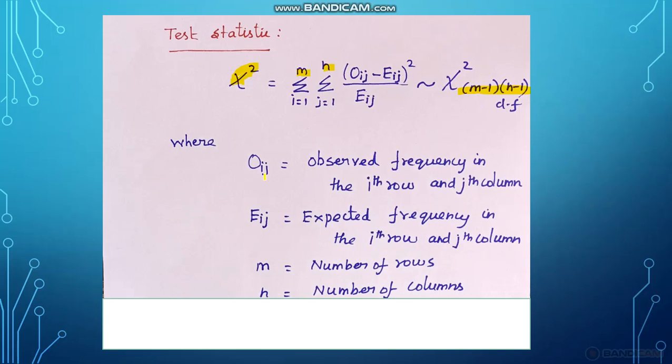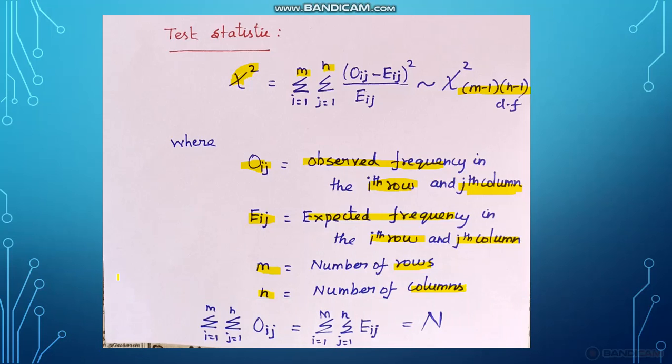Here O_ij means the observed frequency in the ith row and jth column. We have a table, so we will have rows and columns. Similarly, E_ij means the expected frequency in the ith row and jth column. Here m means the number of rows and n means the number of columns.